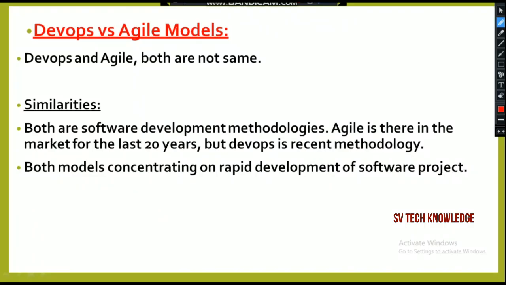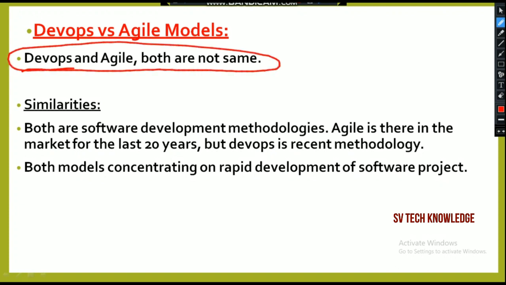Coming to the DevOps model. I said that DevOps is the extension of the Agile model. So DevOps and Agile are not the same. Most people think that DevOps and Agile are the same, but they are not, though they have similar qualities. They have 80% similar qualities.